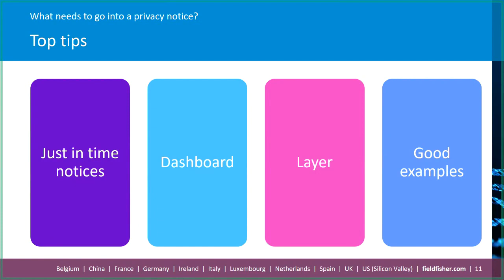And finally, it's also a good idea to look at examples of what others are doing. So you might even want to look at privacy regulator websites for examples of good website privacy notices, and take a look, for example, at the Information Commissioner's Office's own website and how they've done it there.